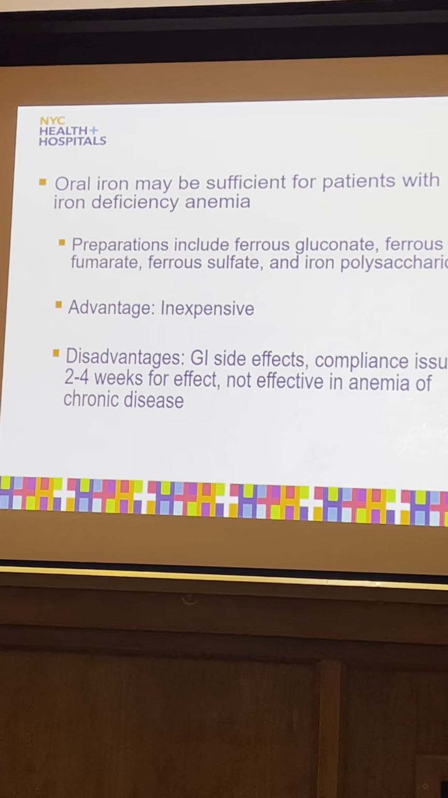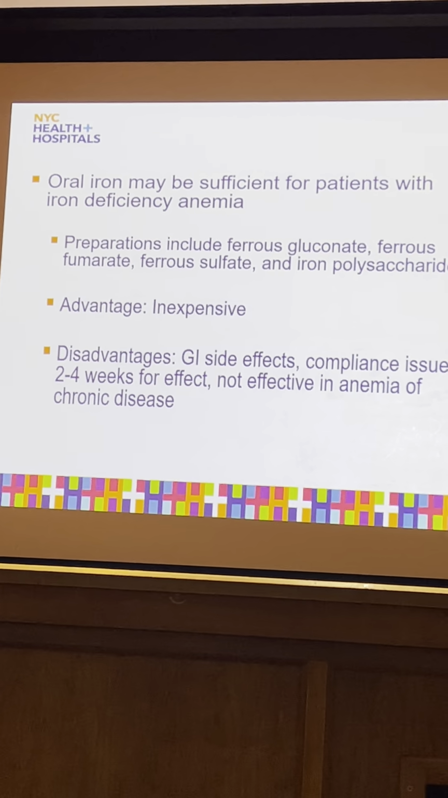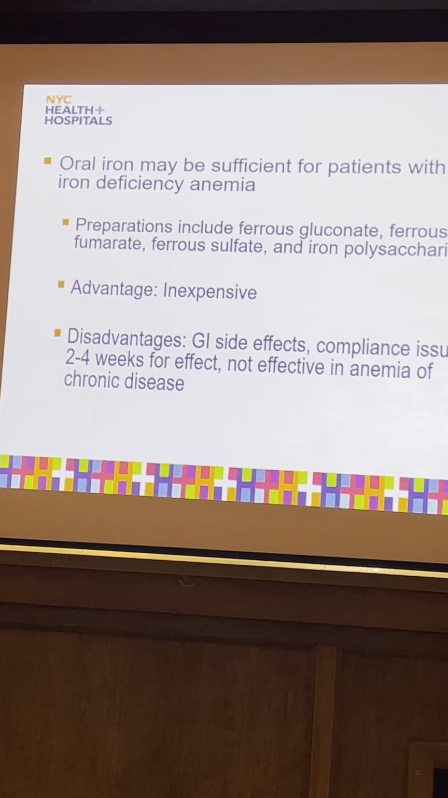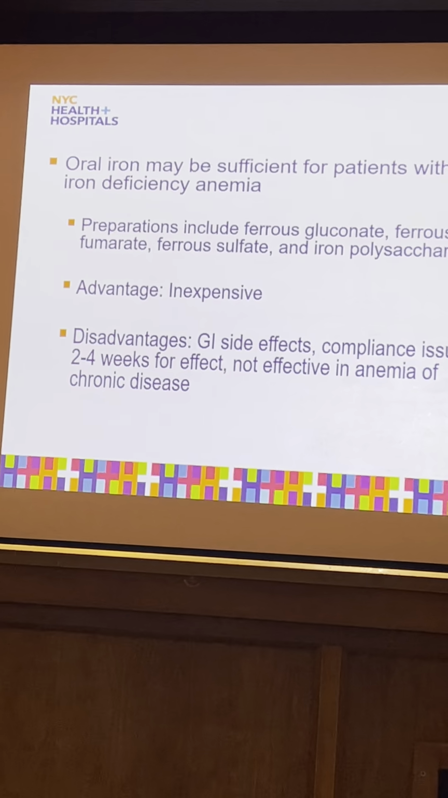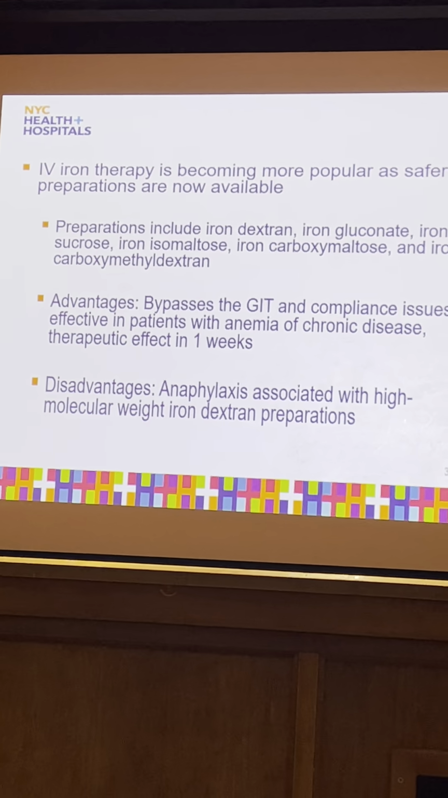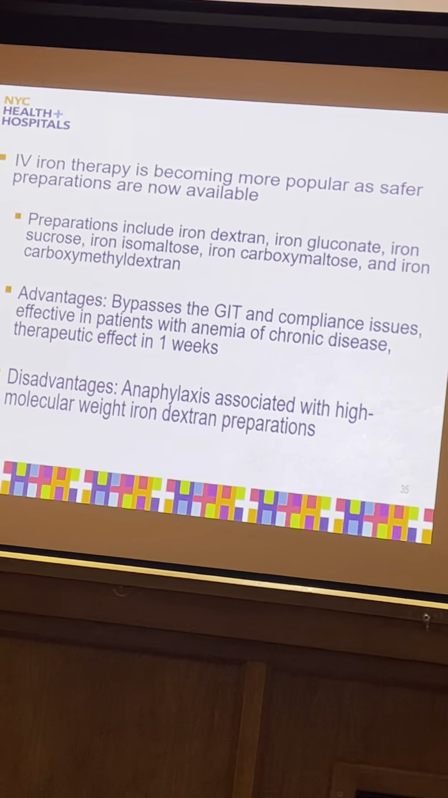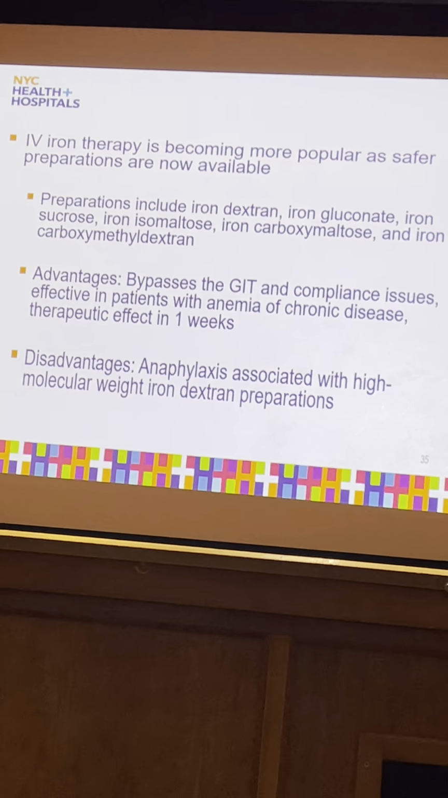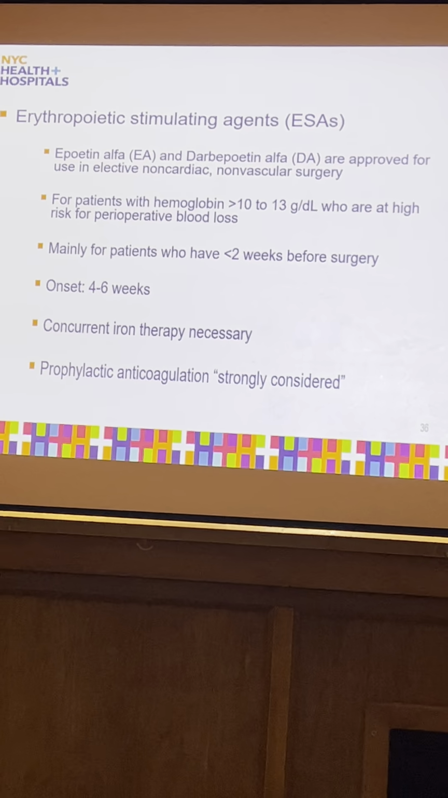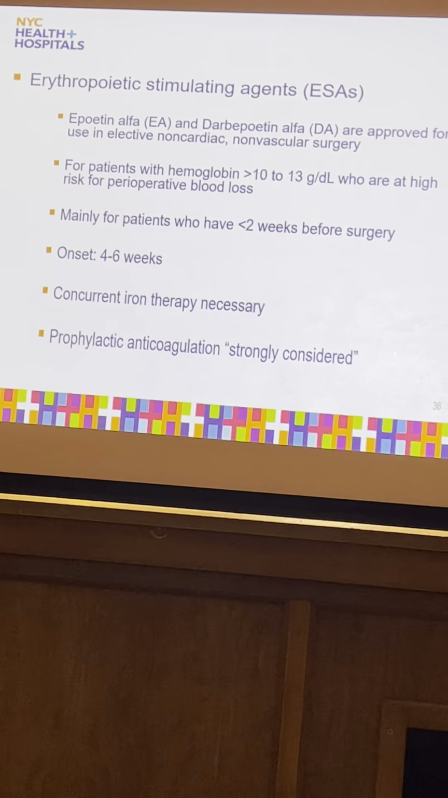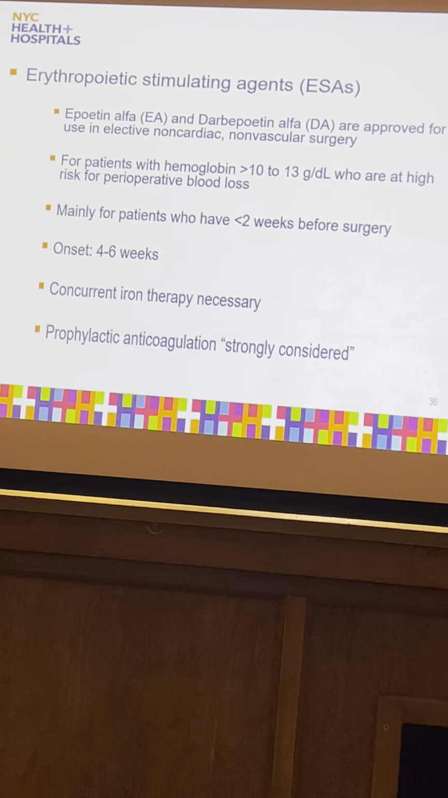I won't get into medications because I don't prescribe. I just want to mention that there's oral iron, and it's definitely not expensive at all. There's IV iron formulations that are becoming safer, right, especially after the high molecular weight iron dextran has kind of dwindled down. And then there are the ESAs, such as epoetin alfa and darbepoetin alfa. I'm sure you guys are familiar with these drugs.